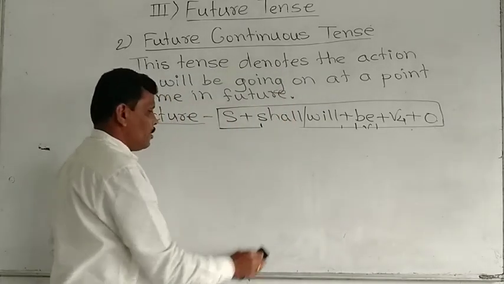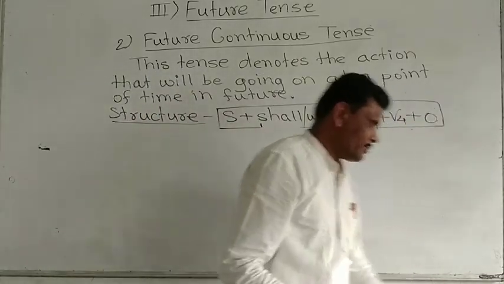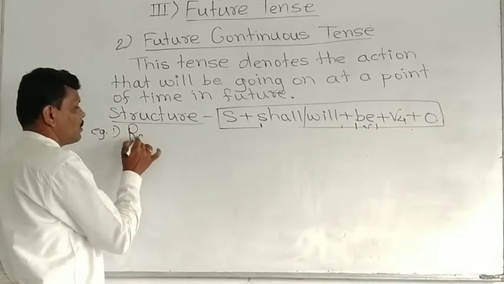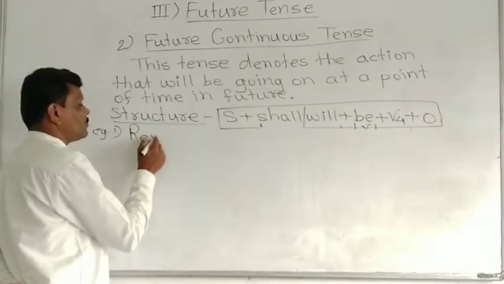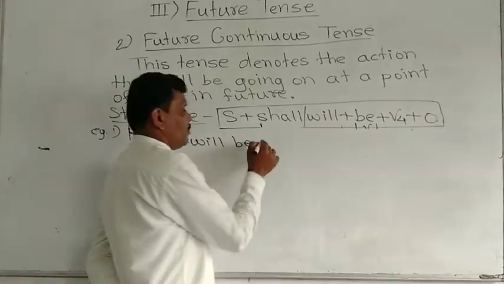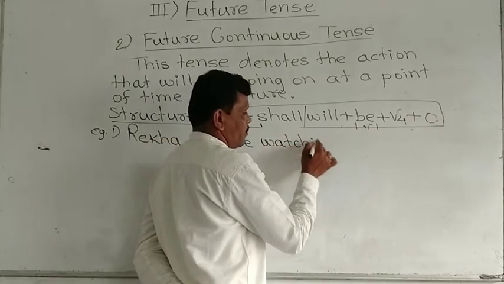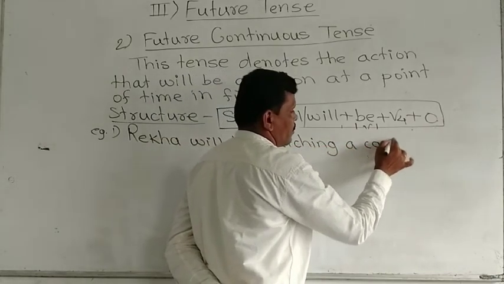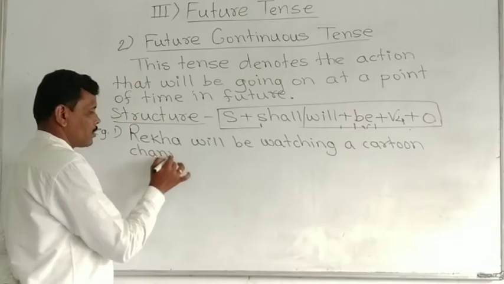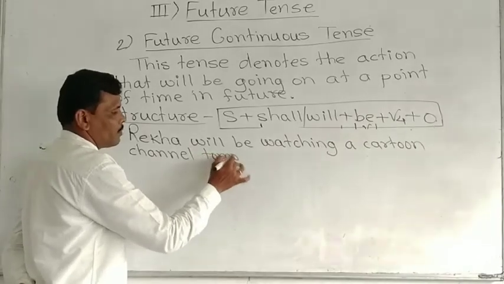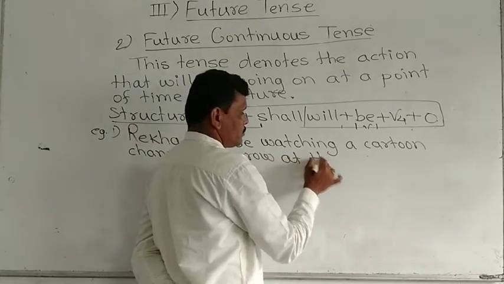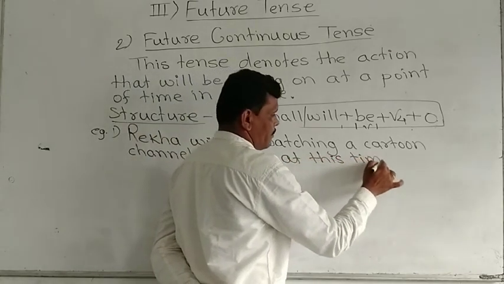The examples of future continuous tense. The first example, Rekha will be watching a cartoon channel tomorrow at this time. Full stop.